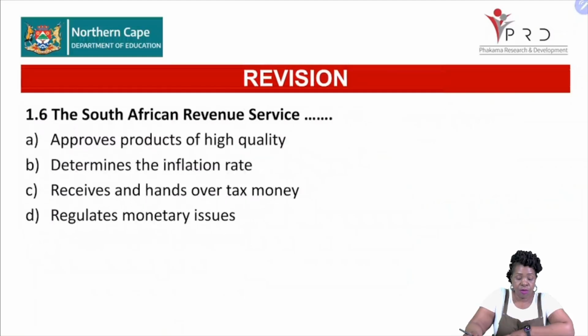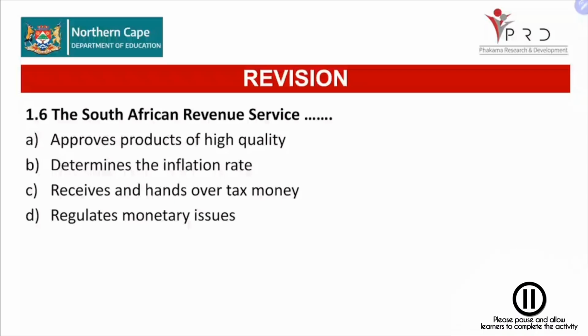Right, we go on to 1.6. It says the South African Revenue Service A, approves products of high quality, B, determines the inflation rate, C, receives and hands over tax money, and D, regulates monetary issues. Answer 1.6, then we can move on to 1.7.